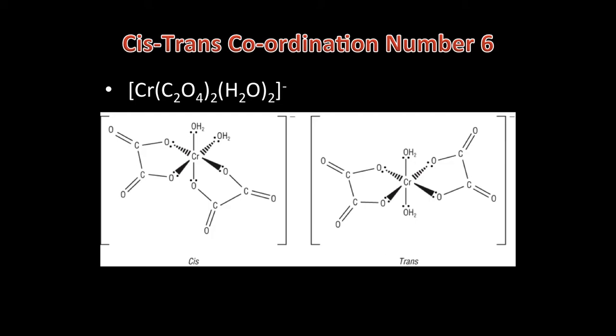Again, you need to identify the monodentate ligand that there are 2 of. And if these are at 90 degrees, it is a cis isomer, as the one on the left is, and if they're at 180 degrees, then it is a trans isomer, shown on the one on the right.